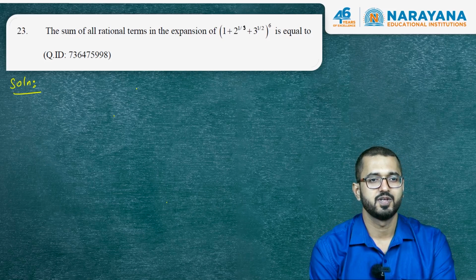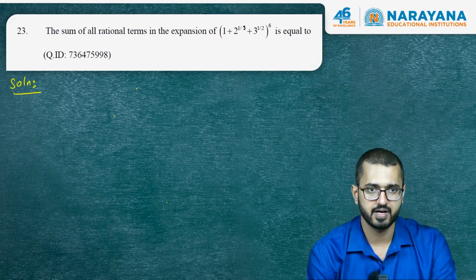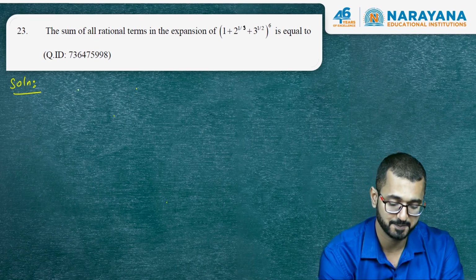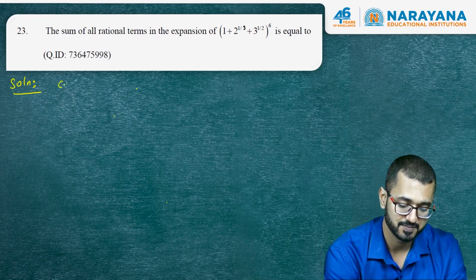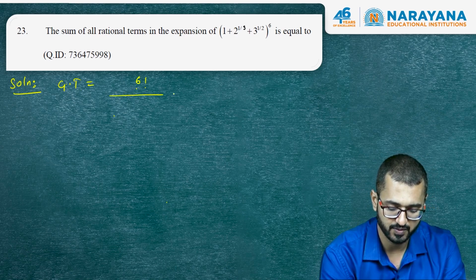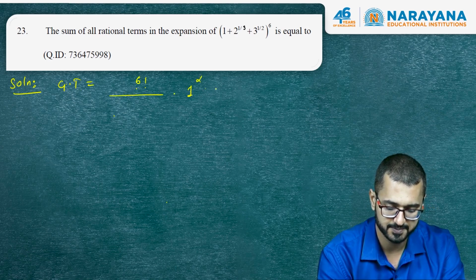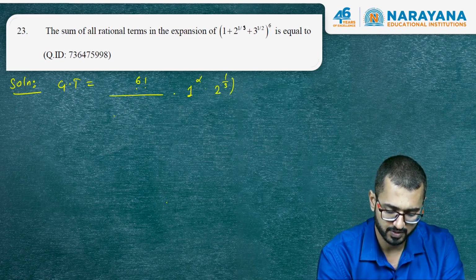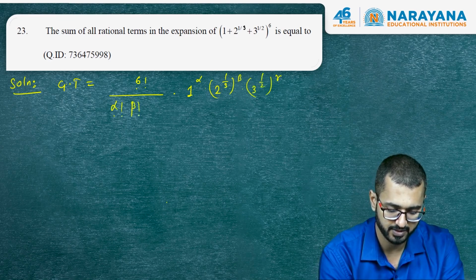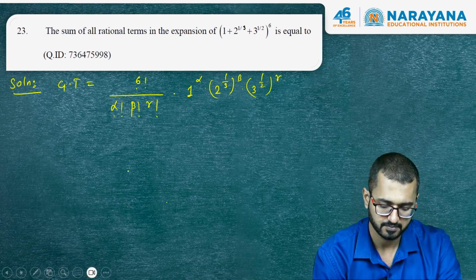So coming to question number 23, we want the sum of all rational terms in the expansion of this. So it's a question on the multinomial expansion. So we'll write down the general term. So general term will be written as 6 factorial over 1 to the power alpha, 2 to the power 1 by 3 beta, and 3 to the power 1 by 2 gamma. And here it will become alpha factorial, beta factorial, gamma factorial.